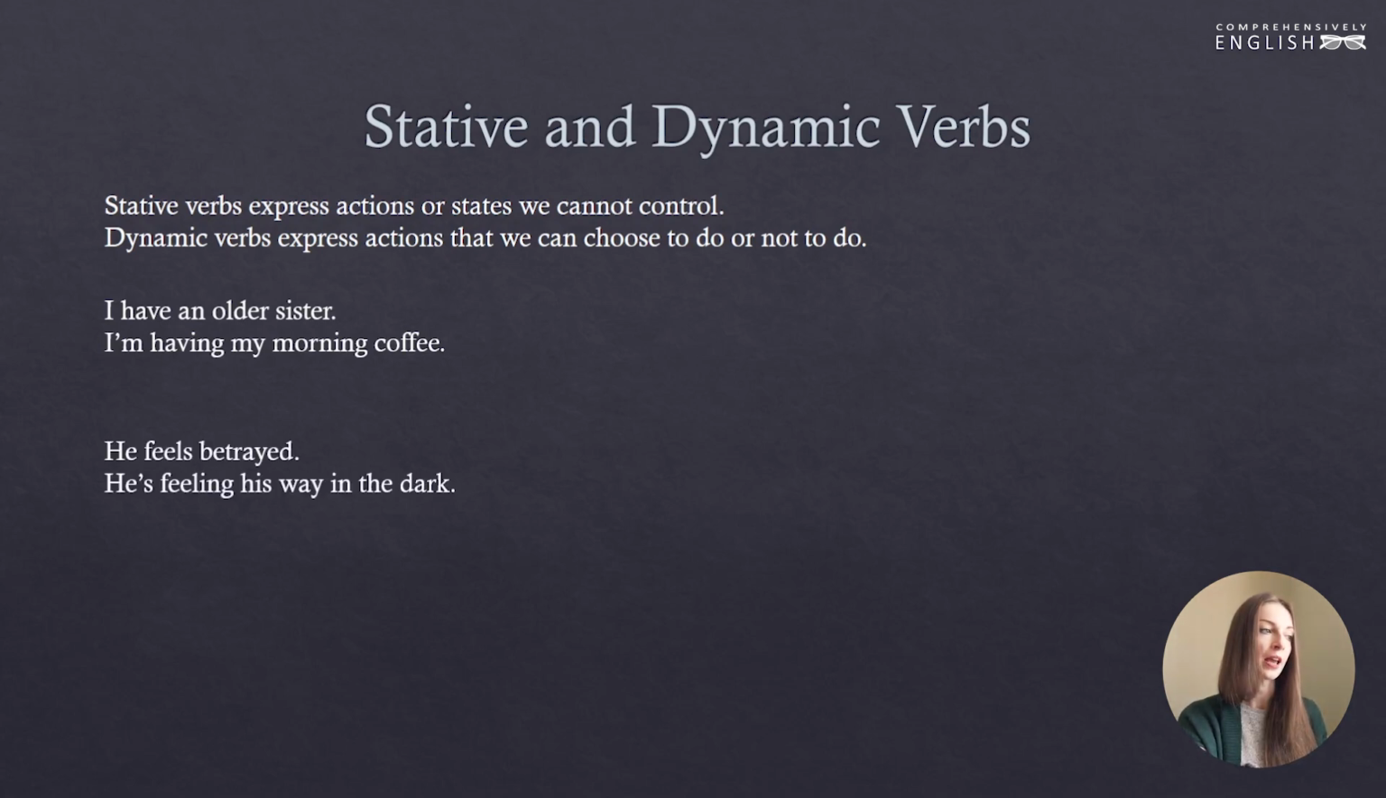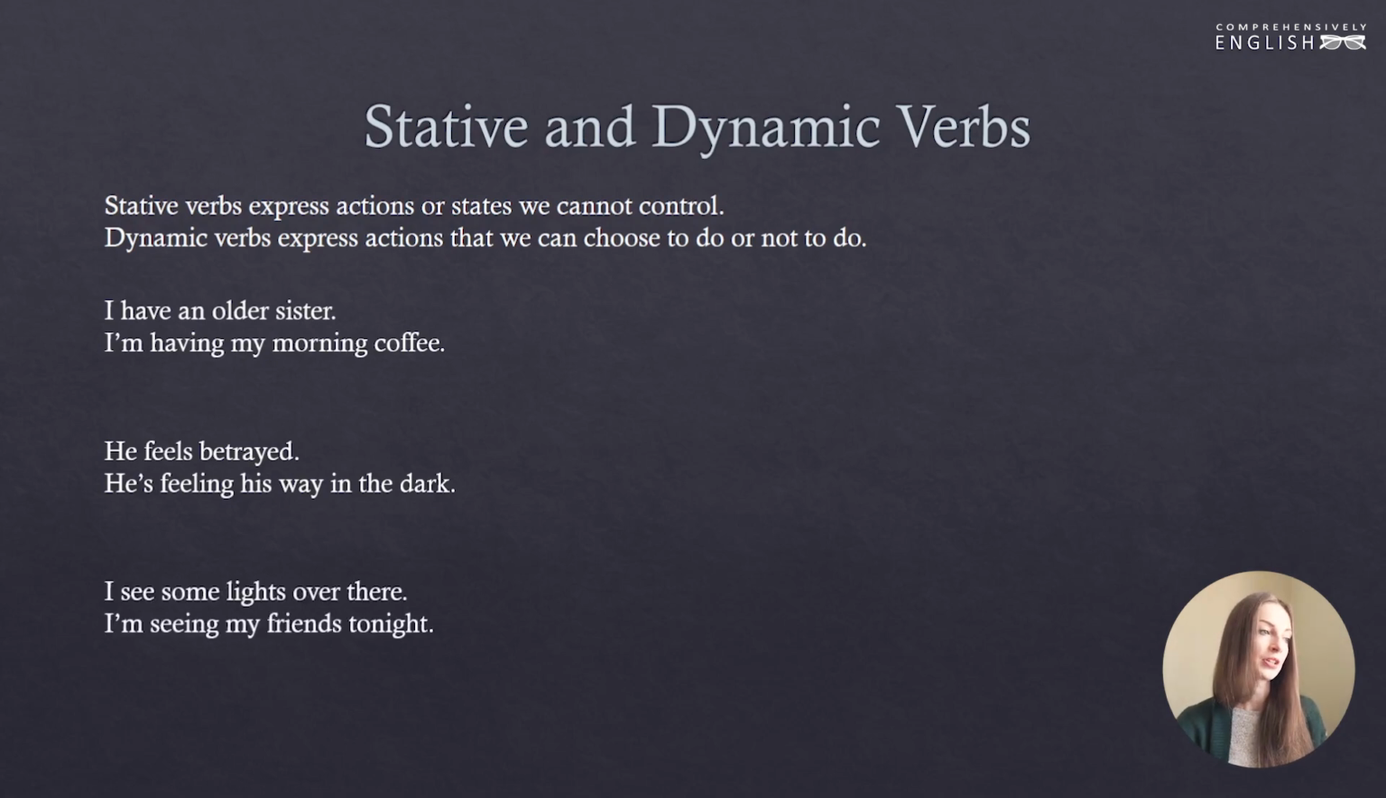He feels betrayed and he's feeling his way in the dark. In the first sentence, feels is used in its stative meaning. He feels betrayed and he cannot actually control the way he feels. Here we cannot control our feelings. He's feeling his way in the dark. To feel is used here in a different meaning. In its dynamic meaning, he's touching the walls, touching the pieces of furniture in order to find where exactly he is in the room. That's an intentional action. That's a dynamic action. That's why we can use it in a continuous tense.